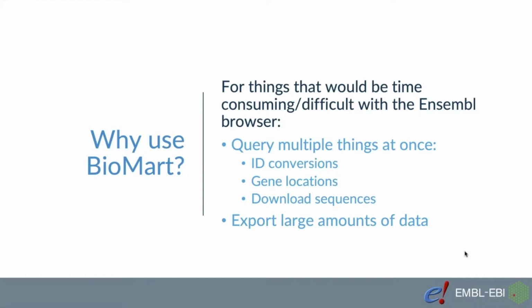So why would you use BioMart? Why is it useful? Why is it helpful? It's very handy for things that would be really time-consuming, tedious or difficult with the Ensembl browser alone. So imagine you wanted to retrieve hundreds of gene sequences or genomic locations of hundreds of genetic variants. You could do that using the Ensembl browser by searching for individual genes and downloading the data you wanted, doing it one by one. But that would take you ages. While in BioMart, you could do that in one go.